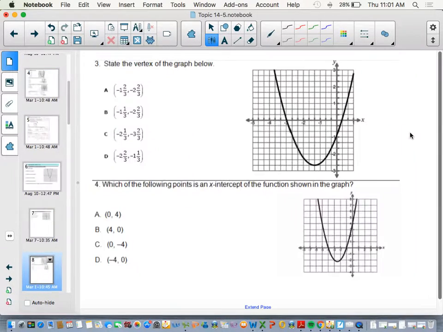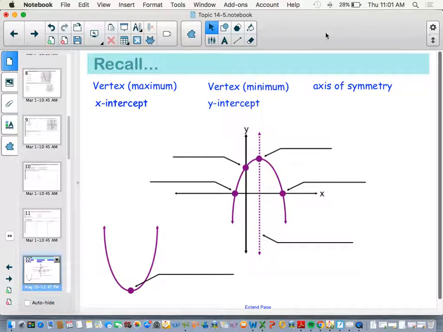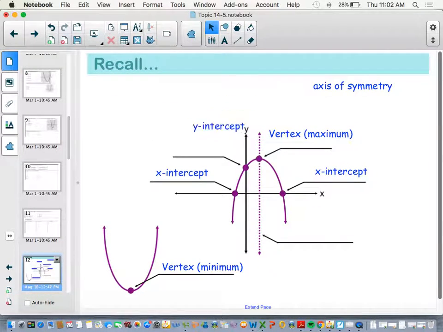Okay, let's get started with the notes for today. So really quickly, let's review, even though we just did this. Your vertex maximum is at the top, and your minimum is at the bottom. We have 2 x-intercepts. We have a y-intercept. And we have an axis of symmetry.